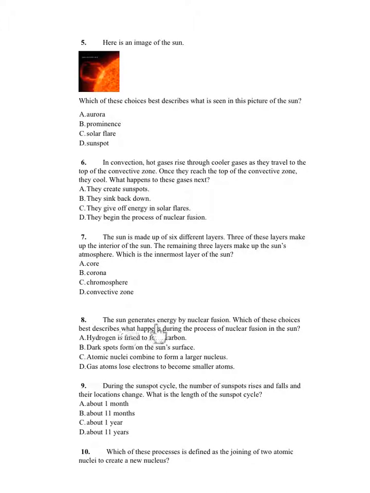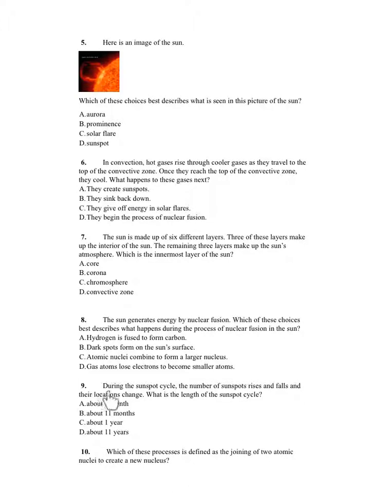Number 8. The sun generates energy by nuclear fusion. Which of these choices best describes what happens during the process of nuclear fusion in the sun? A. Hydrogen is fused to form carbon. B. Dark spots form on the sun's surface. C. Atomic nuclei combine to form a larger nucleus. D. Gas atoms lose electrons to become smaller atoms.